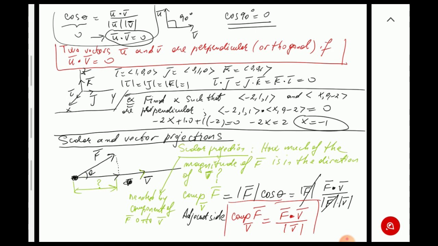Now, before we move on to the second page, remember this is a scalar. The component, the scalar projection, or the component, as the name implies, is a real number. F dot V is a real number divided by the magnitude of V, which is also a real number. All right, so stay tuned for the next page.